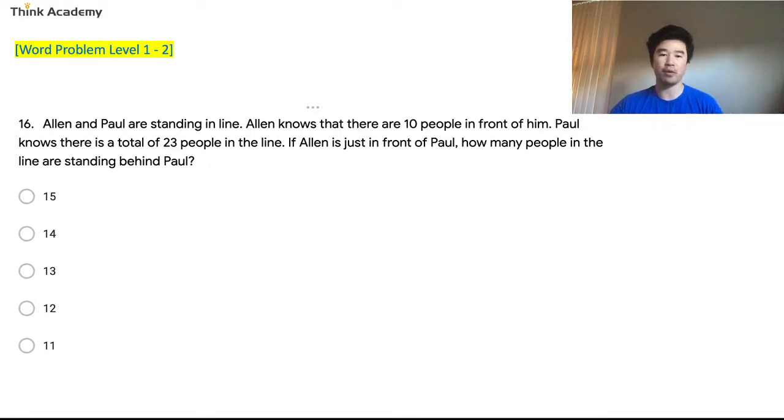Now let's circle out the key information. So we know Alan, there are 10 people in front of him. And we know there are a total of 23 people in the line. And we already know the position for Paul and Alan. We know Alan is just in front of Paul. So let's do our third step. We are going to draw the graph. Guys, read the problem, circle out key information, and then draw the graph.